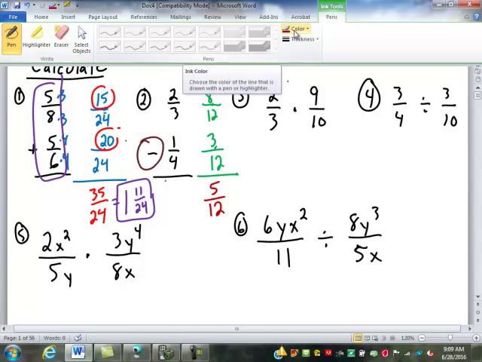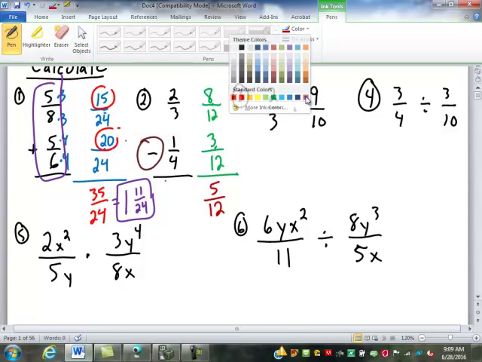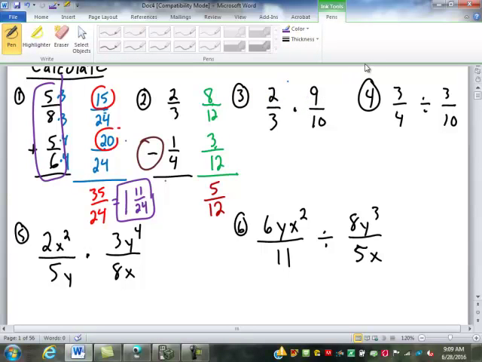For number 3, we are multiplying. When we multiply, do we need to find a common denominator? No. Multiplying and dividing, we do not need a common denominator.